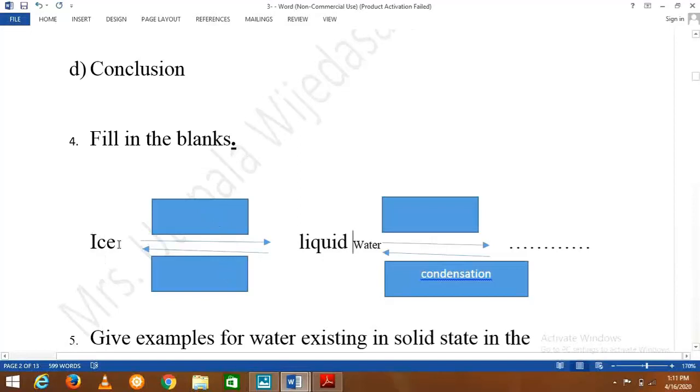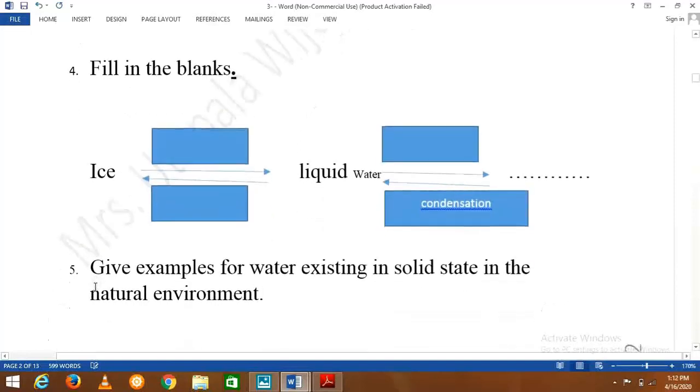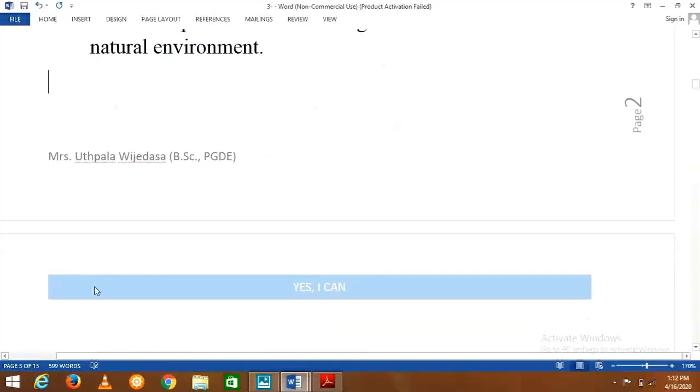If I repeat, ice on heating will be converted into liquid water. Then on further heating, it will be converted into water vapor. Then water vapor on condensation or cooling will again form liquid water. Liquid water on freezing will form ice. So it is clear that there are three states for water.